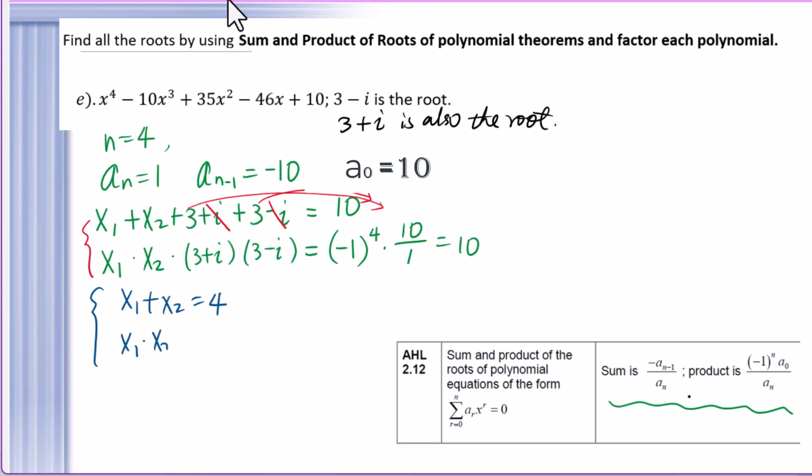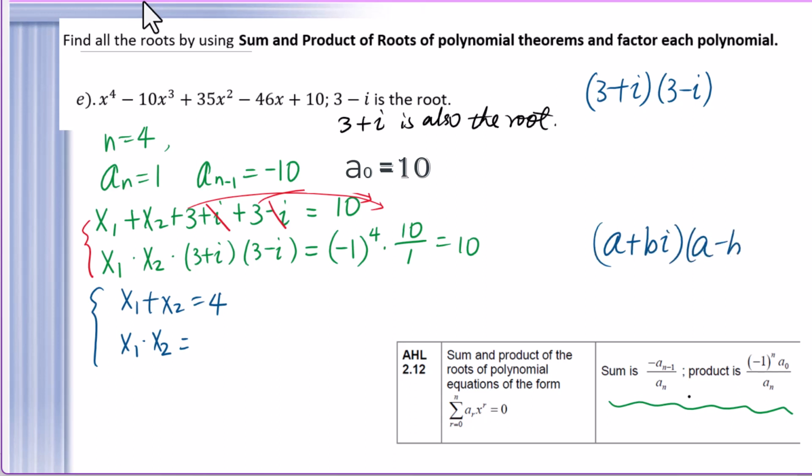x1 times x2 equals (3 plus i) times (3 minus i). We do know (a plus bi) times (a minus bi) equals a squared plus b squared. 3 squared plus 1 squared equals 10. So x1 times x2 times 10 equals 10, which means x1 times x2 equals 1.